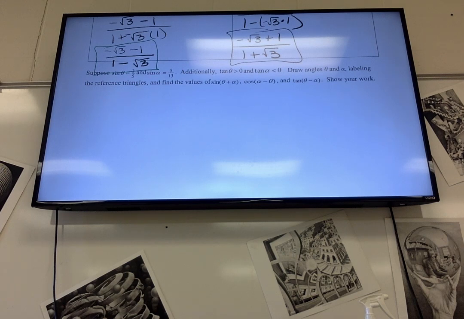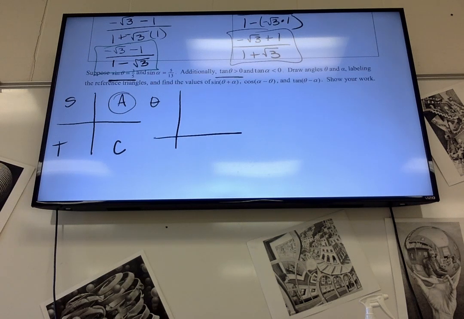Okay, it tells us that the sine of theta is 3 over 5, and the tangent of theta is positive. So if we're looking at all students take calculus, which quadrant is both sine and tangent positive? One. So theta is in the first quadrant, right? Do you see why?